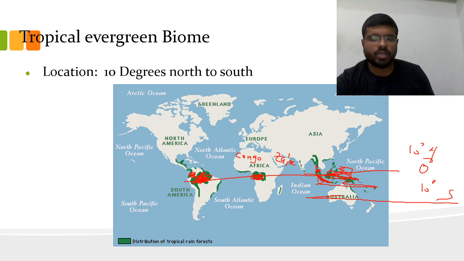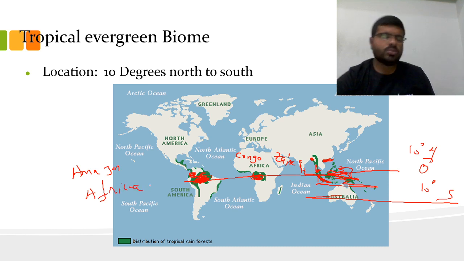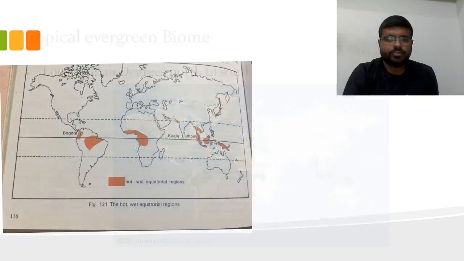In India, you find it mostly in the Western Ghats, Sri Lanka, and a few parts of Northeast India. A few parts here have more rainfall, and temperature is high. That's where you find tropical evergreen forest. Whenever you say tropical evergreen forest, the first thing you think of is Amazon, and the next thing is Africa. So these are the areas here, right?